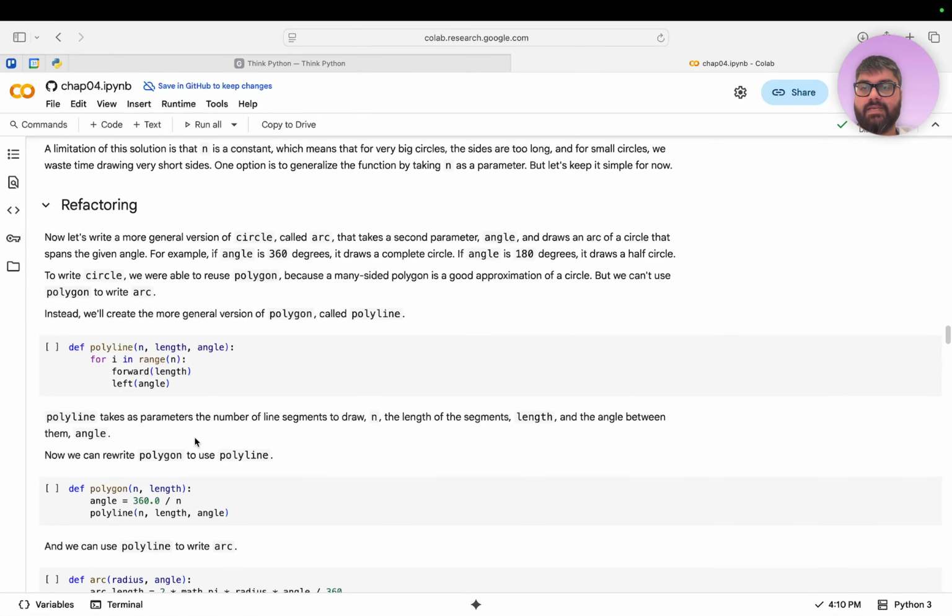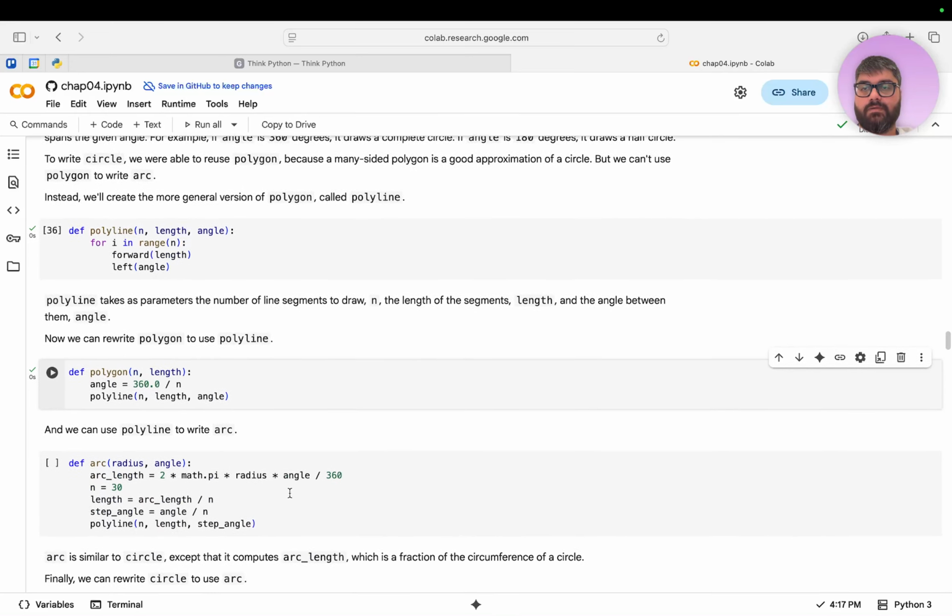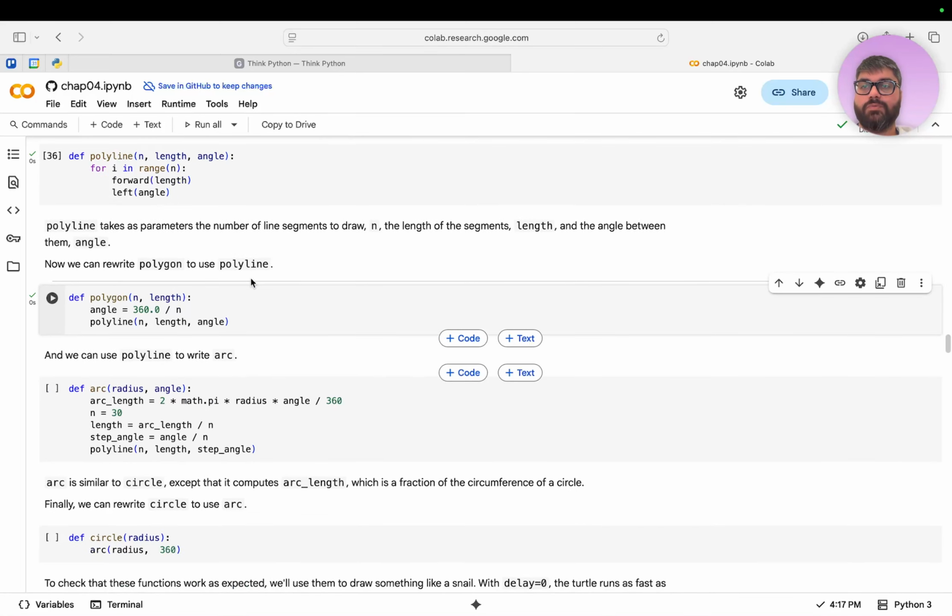Polyline takes as parameters the number of line segments to draw n, the length of segments length, and the angle between them angle. And then we call that from polygon, where we have the angle still fixed at 360 degrees, which we could then make more generic.